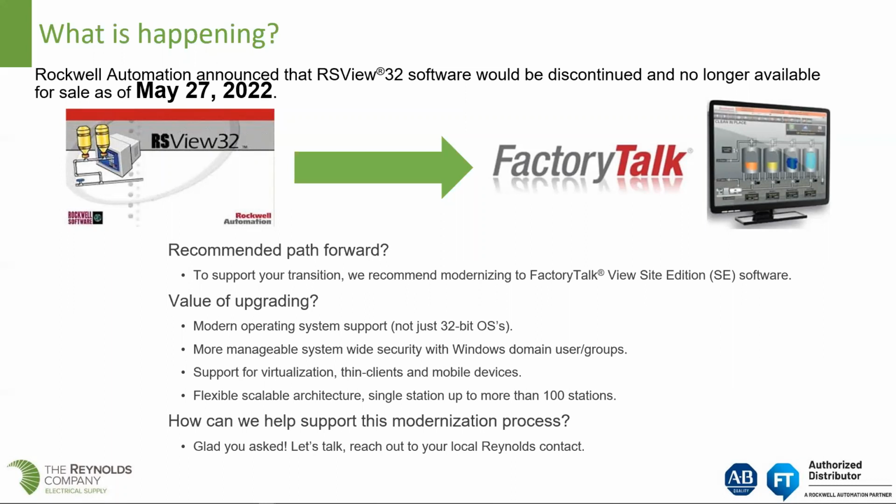More importantly now, I'm finding a lot of people have to work on their network security for their automation systems. Well, with FactoryTalk View SE, we can support Windows domain user groups. So we can follow the Windows-based security policy. Also, we have support for virtualization, and it's an infinitely more scalable system than View 32 was. It could be anywhere from a standalone system to a client server system with multiple servers and multiple clients.